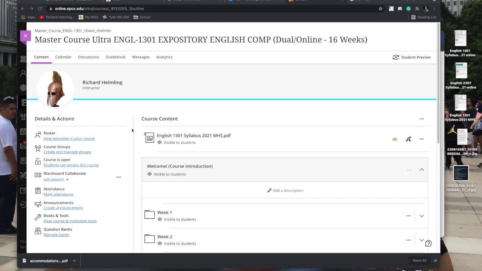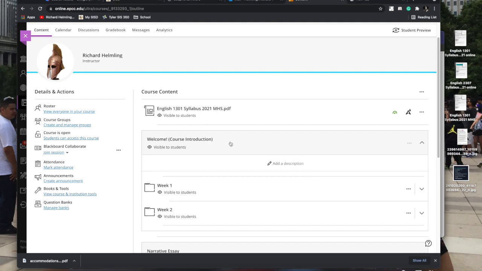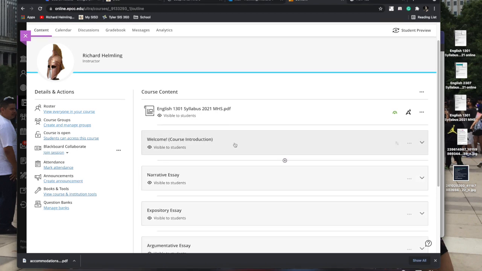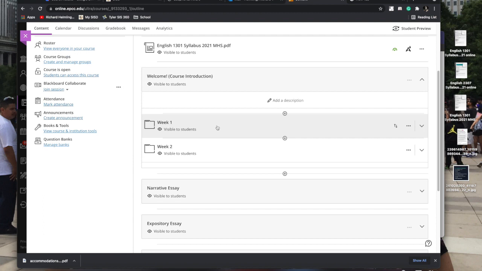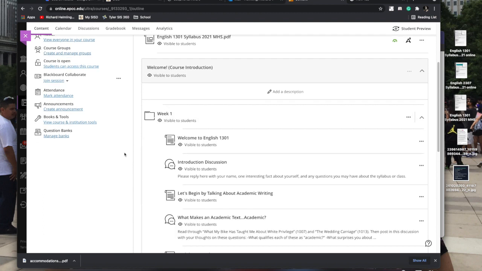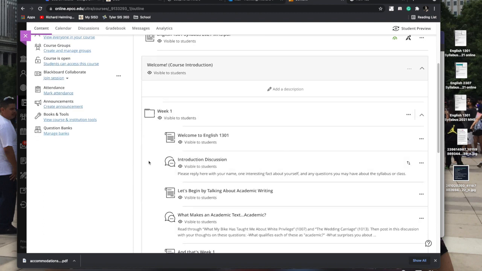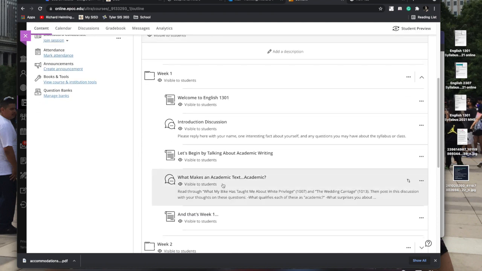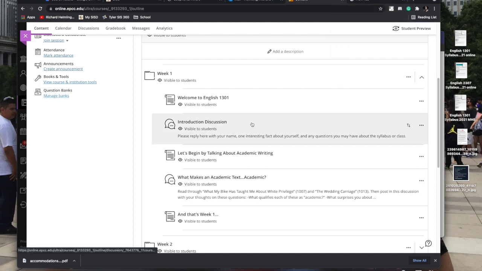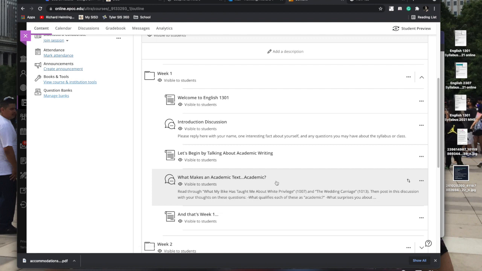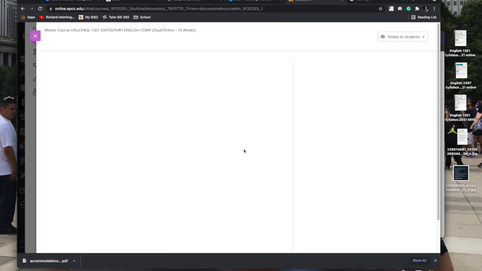And first of all, how do we get to our discussions? So typically they'll be nested in some unit. And just for example, we're going to go to week 1 in the course. And not the introduction discussion, because that's not for talking about text. But we'll go here to the "What Makes a Text Academic" discussion. The reason it's not opening is because my Wi-Fi was temporarily off. Sorry about that. There we go. All right.